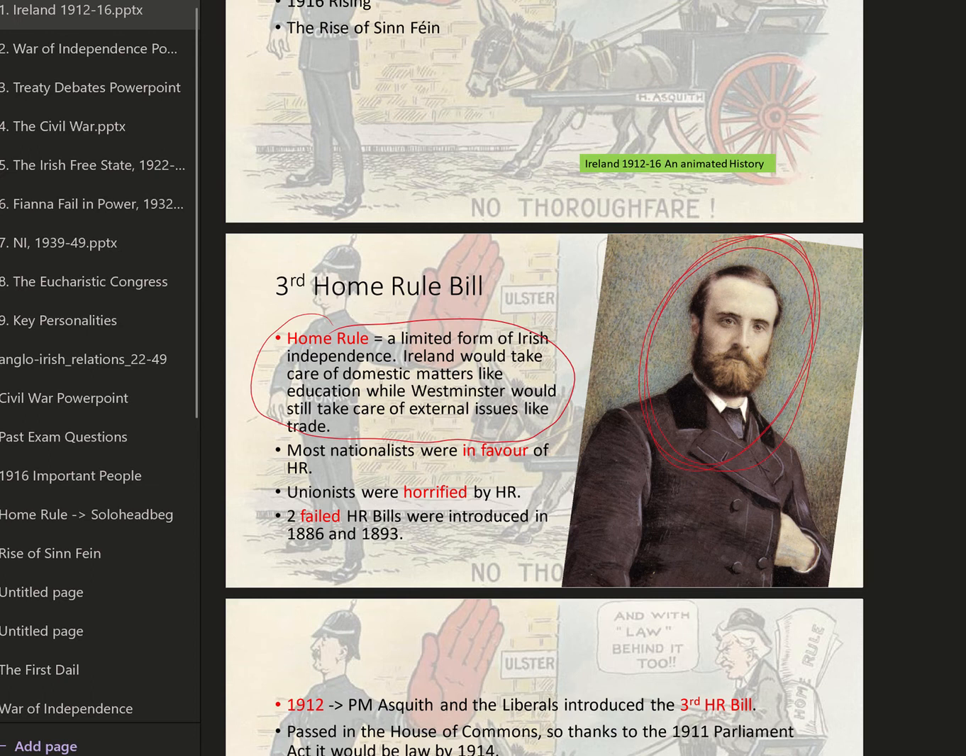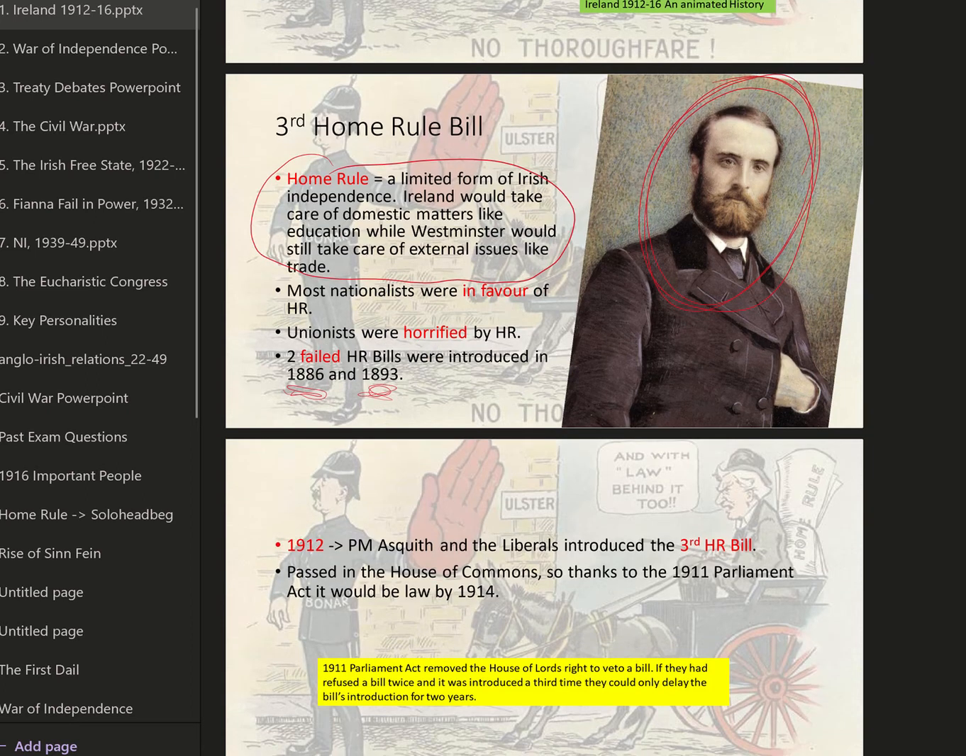Now, Home Rule had been introduced twice, but it failed in 1886 and in 1893. The first time it was blocked by the House of Commons, later by the House of Lords. A new rule had been brought in that meant that if it's brought in again, it'll be the 3rd time, it can't be blocked by the House of Lords. This means that if it's brought in again, it will become law. Now, 1912 is when it did become law.